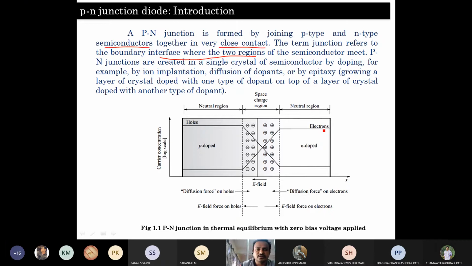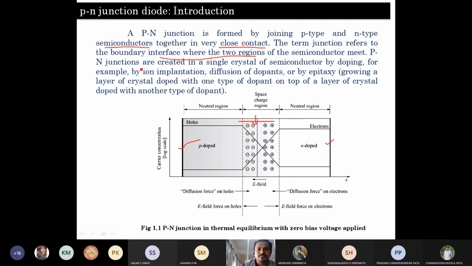So what we are going to do here, we are going to take N-type semiconductor material and P-type semiconductor material, and we are going to join them together. So this is the junction that we are going to get, where two semiconductor materials are added together.